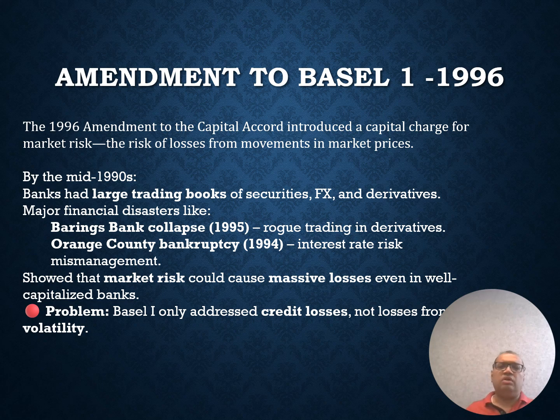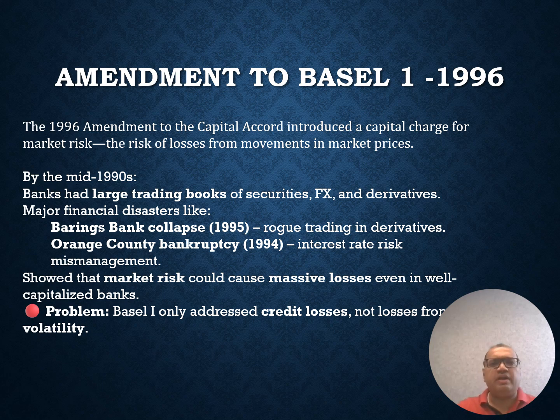Now, all this was going on till 1996 when further issues took place and they realized the limitations of the Basel regulations. And so, what were those? Certain amendments in 1996 were introduced. So, what were those amendments?